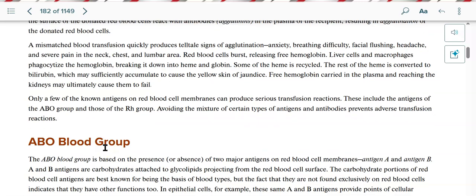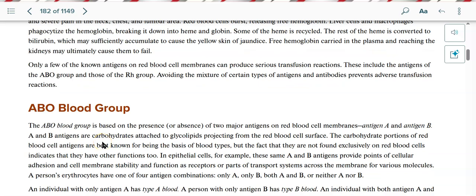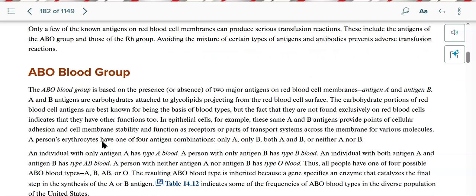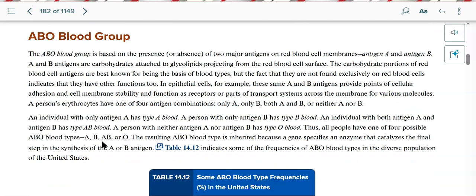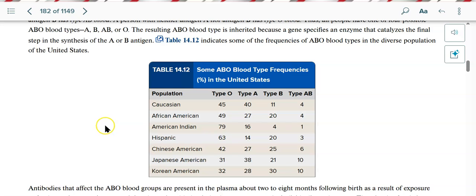So let's first look at the ABO blood group. You're probably familiar with blood types being either A, B, O, or AB, which is a combination of A and B. In fact, this is something that we normally look at in Biology 103 as an example of something called codominance. So hopefully you're already familiar with this.